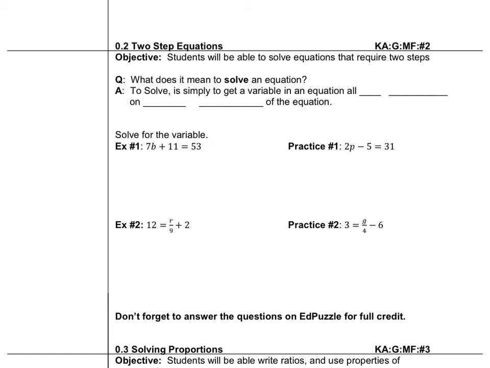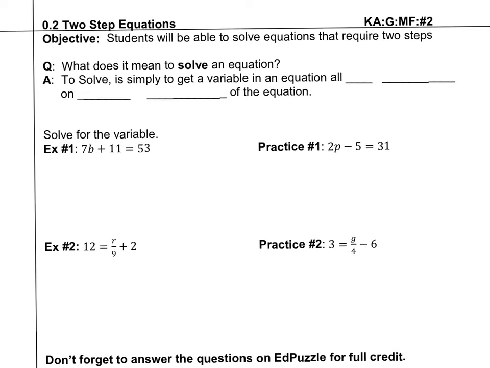I think that a lot of students are confused about this. Often I hear that it means to find out what value a variable equals. And that's not entirely true. The actual definition of solve is to simply get a variable in an equation all by itself on one side of the equation. Now, by doing that, you may very well find out what its value is.